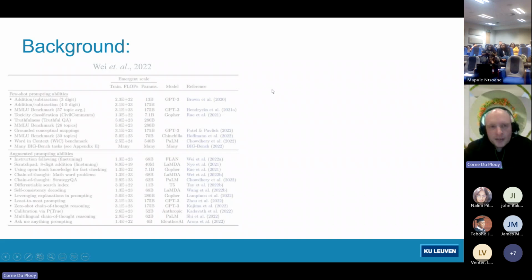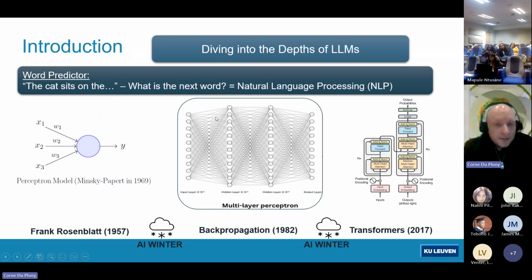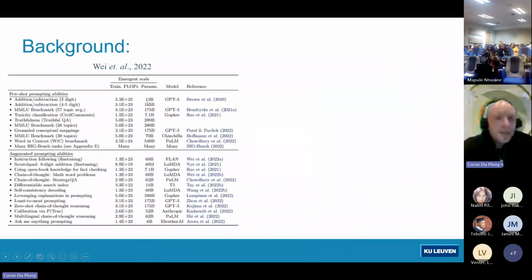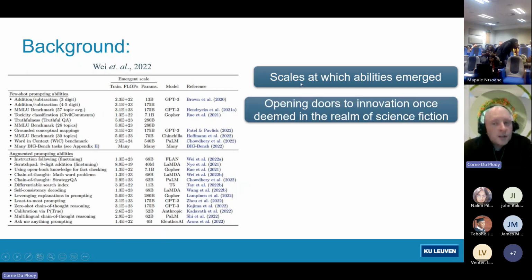So giving you that background, what we discovered recently, and this is 2020, 2021, 2022, is that at a certain parameter size, when these circles get to a certain number, very, very, very big, and look at these numbers, there are billions of parameters. We didn't have this type of technology before to actually simulate this and train it effectively. But then it starts developing abilities like addition, like a benchmark toxicity classification. It can start developing these abilities as the models grow in size. What this does is it opens up doors to new innovation, once deemed to be in the realms of science fiction.